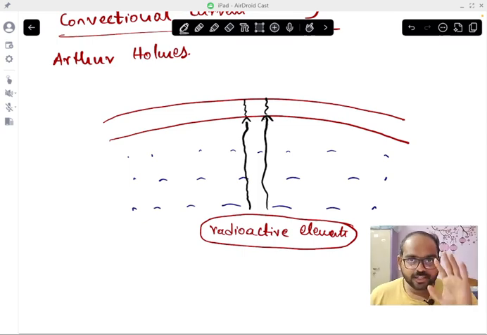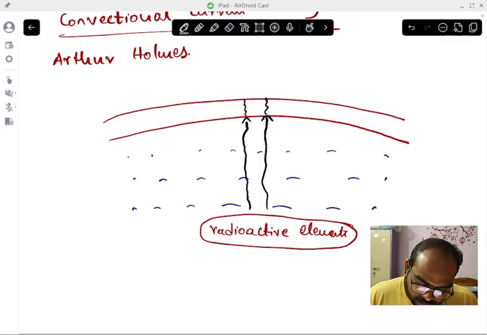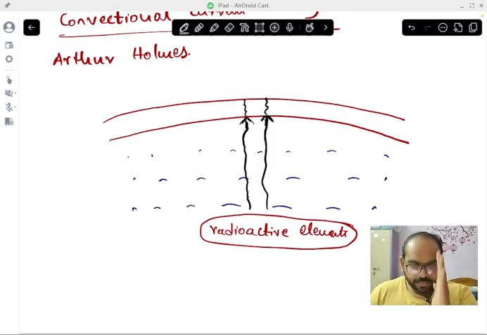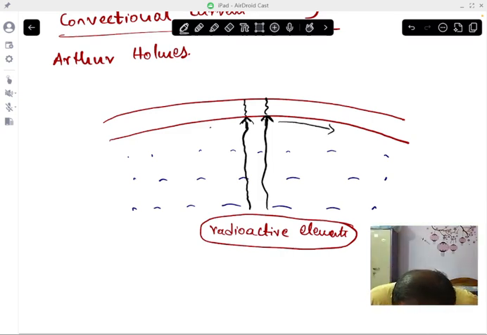It develops cracks in the crustal part. When it is hitting the crustal part, this rising magma has hit the crustal part and it's getting diverged like this.